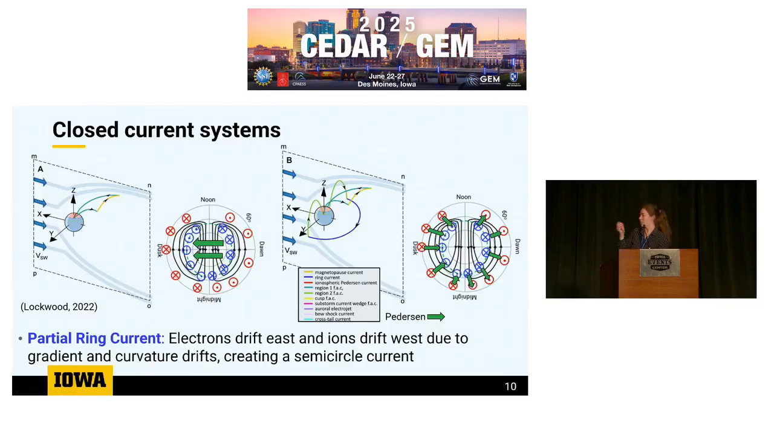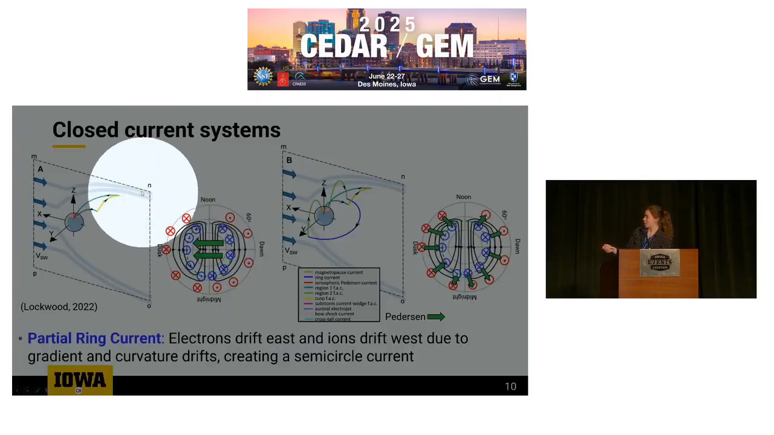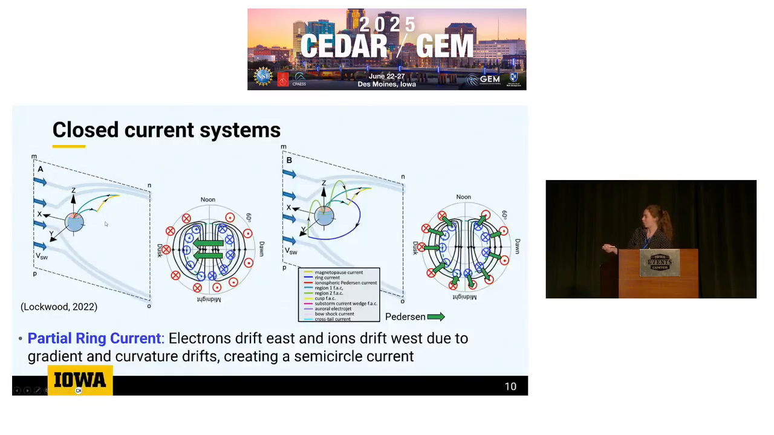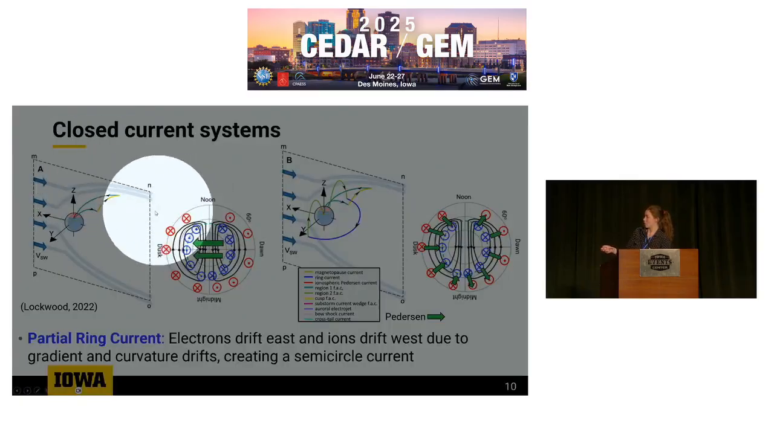So after this brief overview, these currents will combine together to create a closed current system. There's a couple of them. The first one is the one on the left. We have current flowing over the magnetopause, down via the region 1 currents through the ionosphere and back up. And that's just connecting via the Pedersen currents over the polar cap.